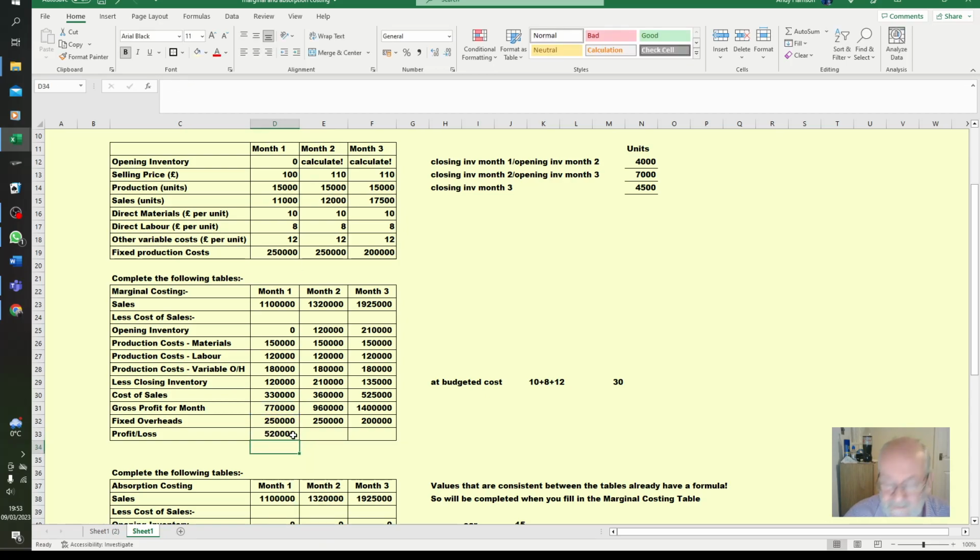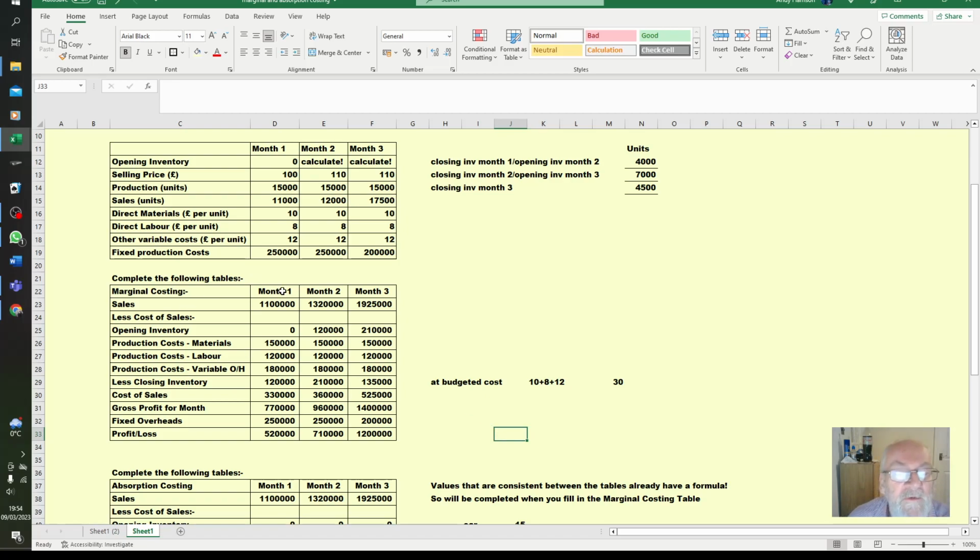I also see a difference in the ratios, the gross and net profit margin. Just call it profit or loss, so that'll do. And the percentages will change dramatically. One goes up, one goes down. So that's our marginal costing table.